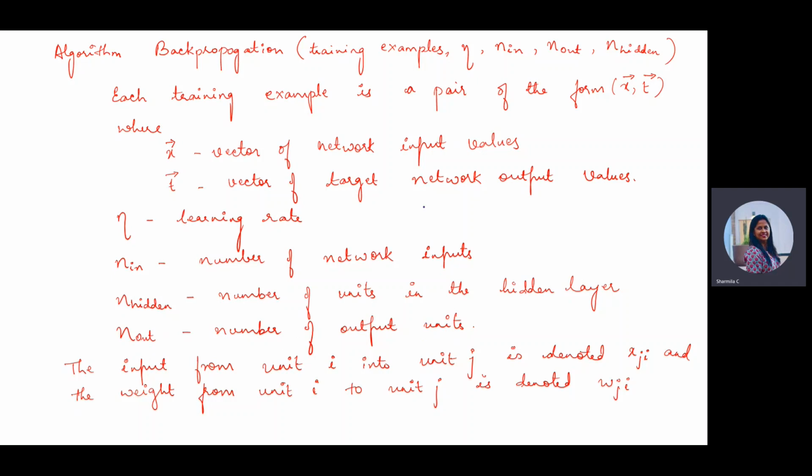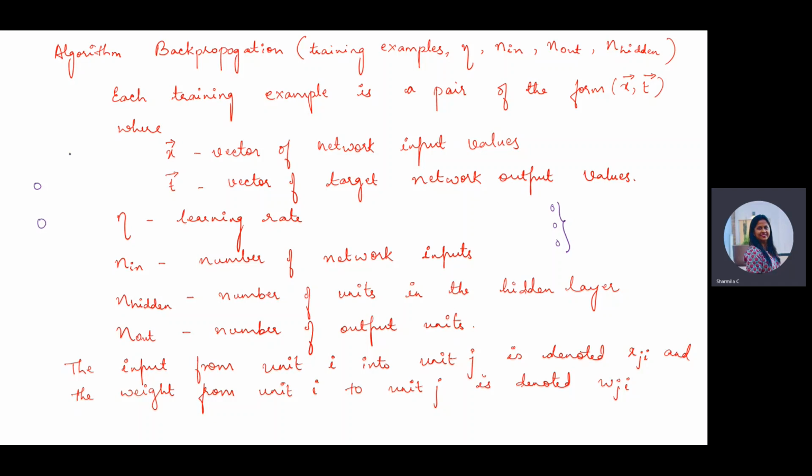As I've already told, we are not going to perform any operation at the input layer. The computation is done at the hidden layer nodes as well as the output layer nodes. The number of network inputs tells how many inputs we are considering for the neural network. The input from unit i into unit j is denoted as x_ji, and the weight from unit i to unit j is denoted as w_ji.